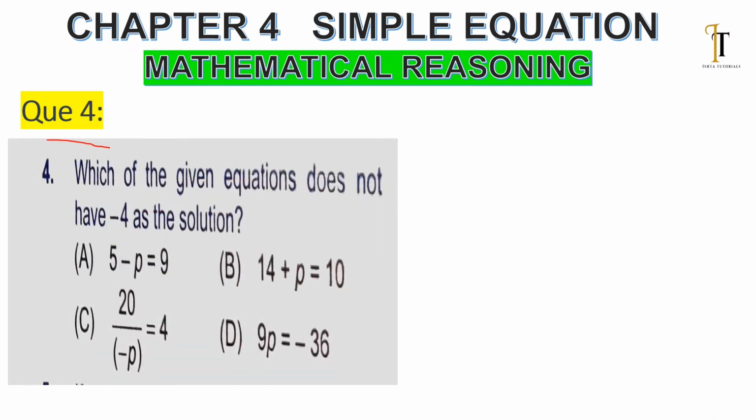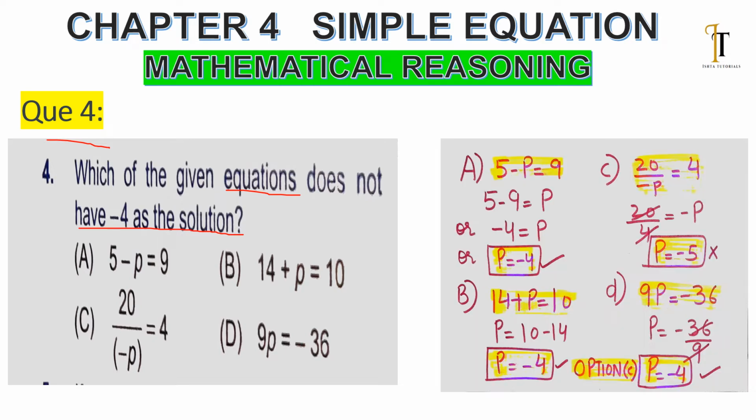Question number 4. Which of the given equations doesn't have minus 4 as a solution? Means for which equation p is not equal to minus 4. Let's check equation A: 5 minus p is equal to 9. On solving we got p is equal to minus 4, so minus 4 is the solution for the given equation. Let's check B: 14 plus p is equal to 10. So p is equal to 10 minus 14, again minus 4.